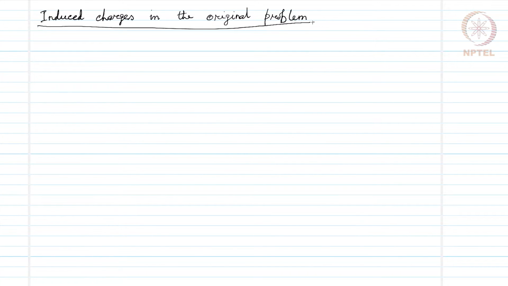If that is the case, then let us see in the original problem what is the situation, what kind of induced charges do we have. We have the expression for the potential for z greater than 0, positive z values. We have already found it, and we can calculate the surface charge density from the expression of the potential.